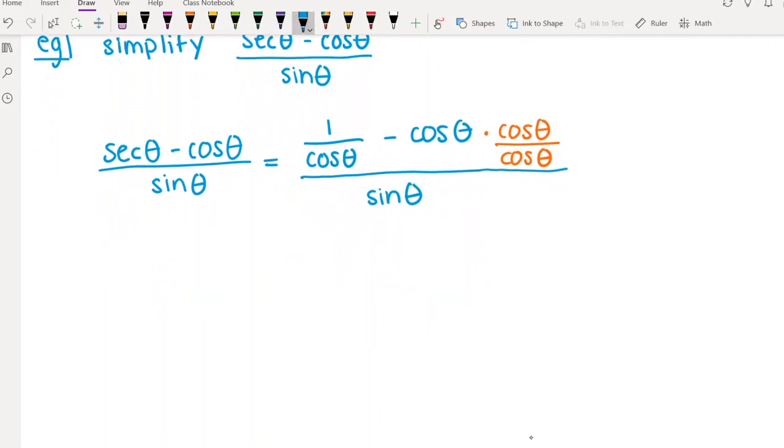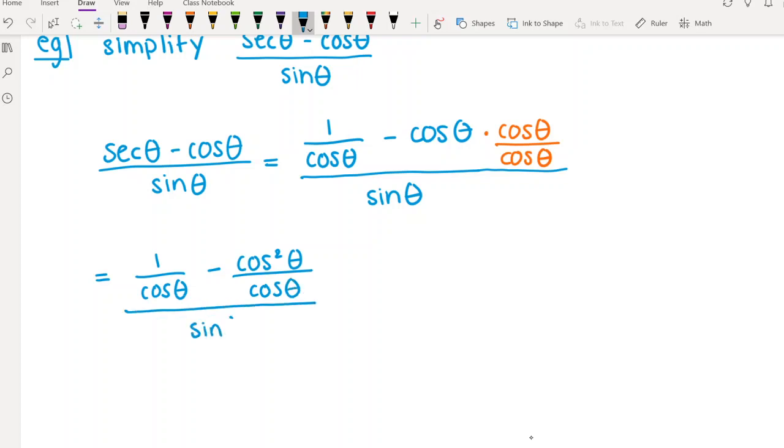So by doing that, making that common denominator, we're now going to have 1 over cosine of theta minus cosine squared of theta over cosine of theta, all divided by sine of theta. So resist the urge to go in and simplify this, because if you simplify that, then you're basically just undoing what we did earlier by making the common denominator. So instead, what we want to do is put these two fractions together. So in the numerator, we'll now have 1 minus cosine squared of theta divided by cosine of theta, divided by sine of theta.